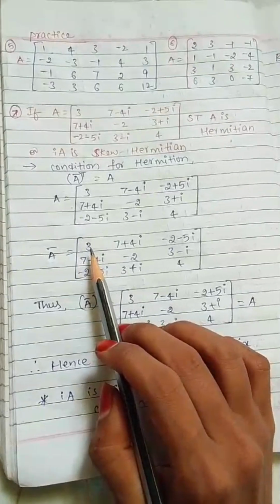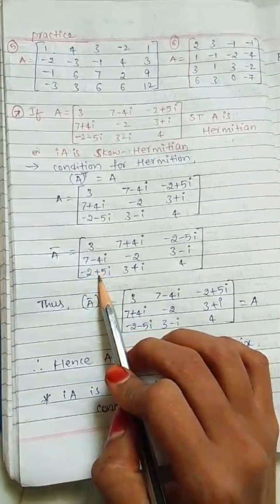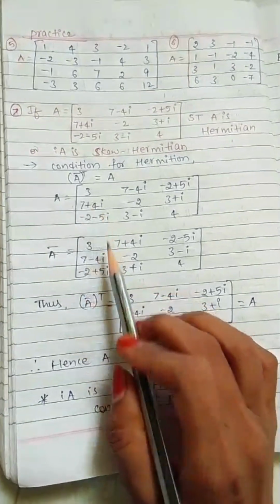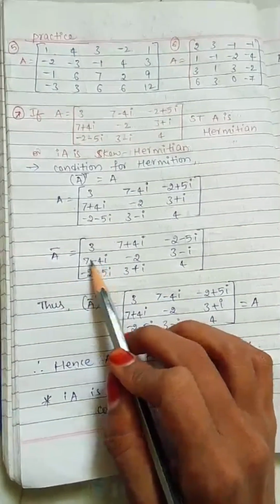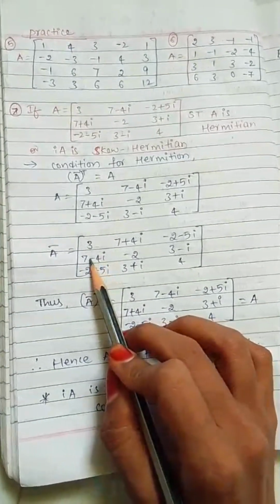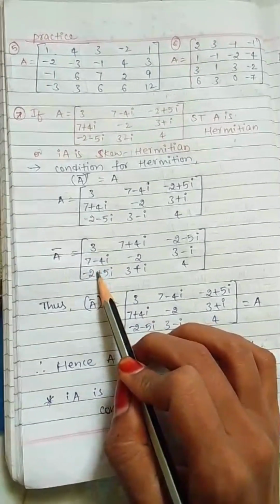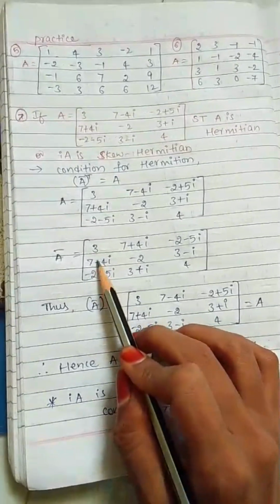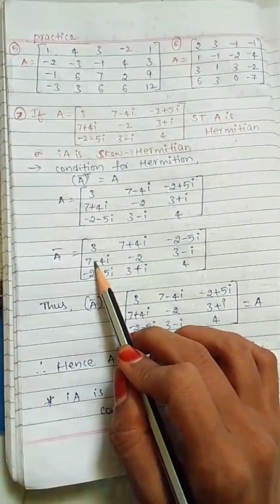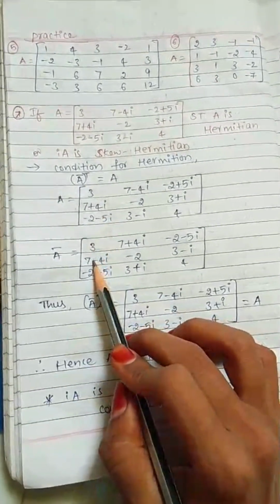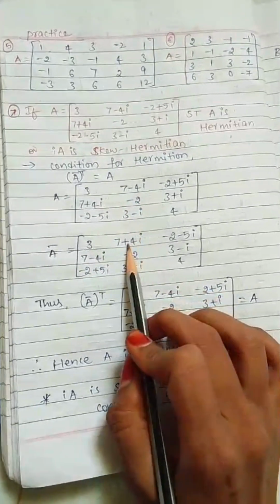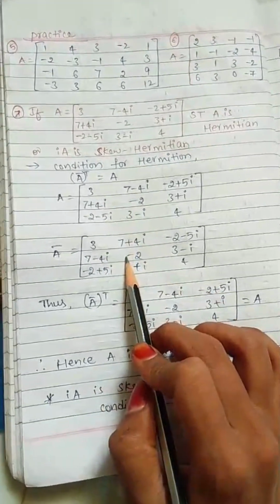Conjugate is nothing but change the signs. If I have plus here, just change it. In between two numbers, if I have any signs, that is any plus or minus, change. If I have plus here, change it to minus. If I have minus here, change it to plus. That is what conjugate means.